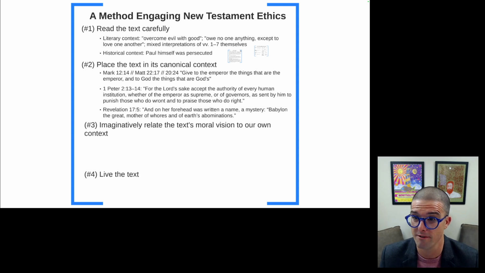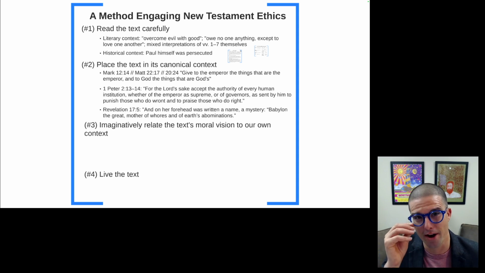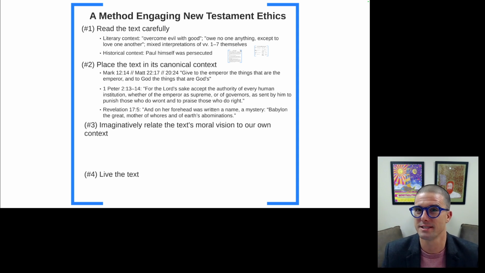And then a very different take in Revelation chapter 17, verse 5, where John is addressing this is the whore of Babylon. And the whore of Babylon is meant to represent the Roman Empire. It is a not so veiled symbol or allusion to the Roman Empire as a whole. And Revelation 17 says, "And on her forehead was written a name, a mystery, Babylon the Great, mother of whores and of earth's abomination." So Revelation does not think so highly about the Roman Empire. So it's sort of a mixed bag of different approaches to imperial engagement within the New Testament itself. And of course, we could add other New Testament texts here to the three that we have given.